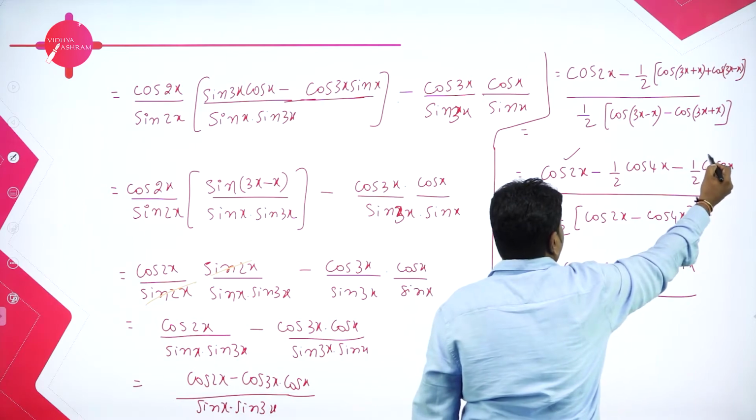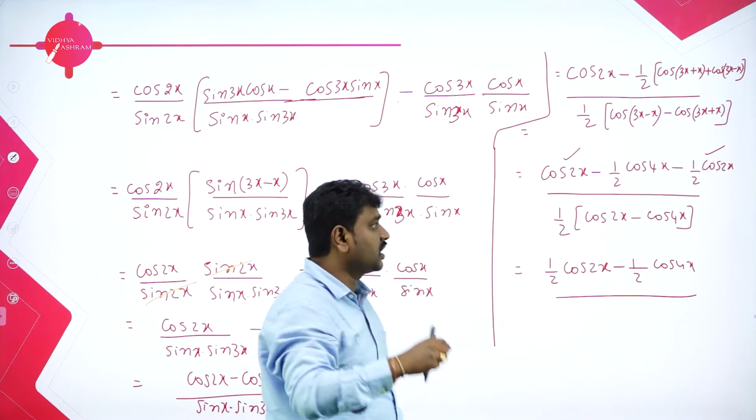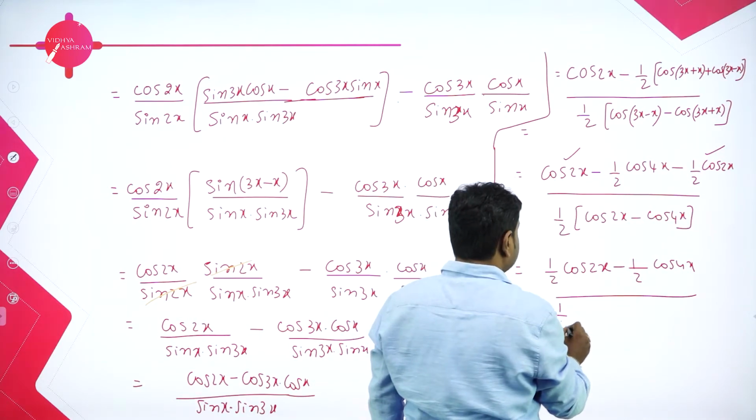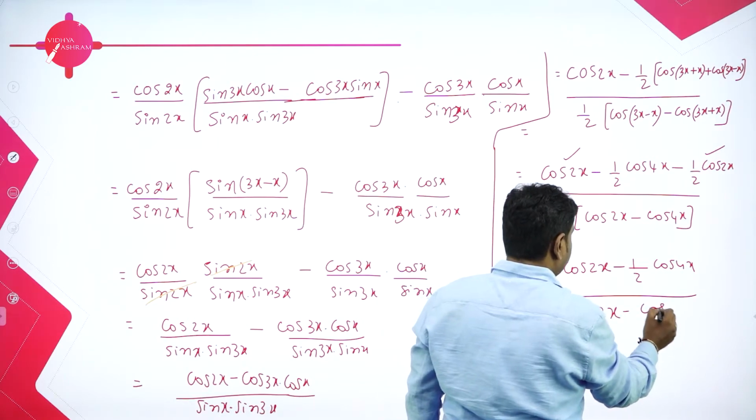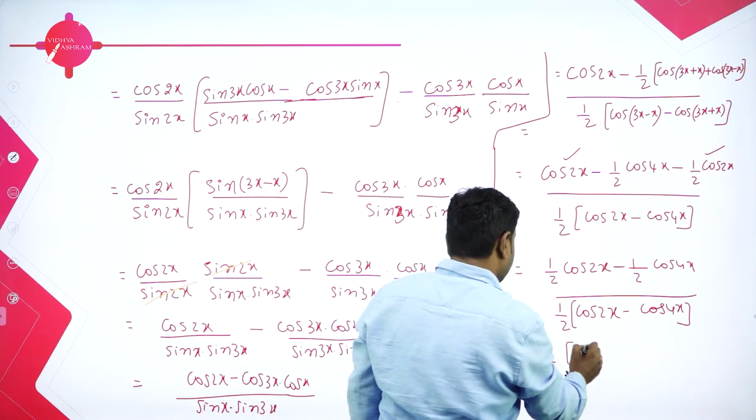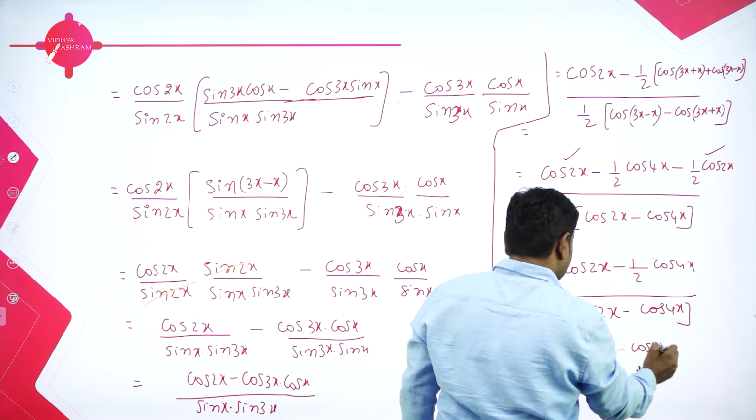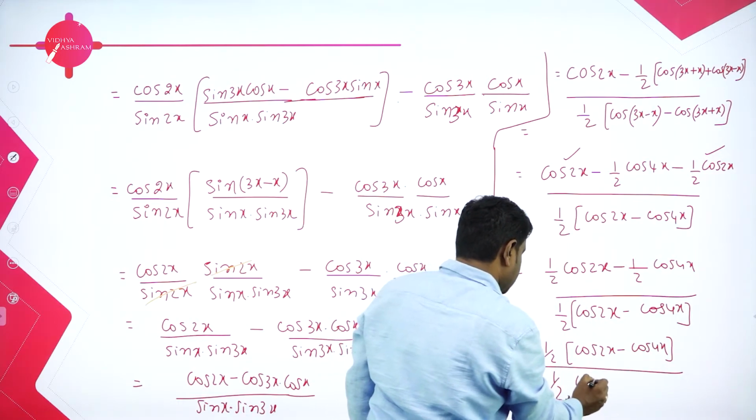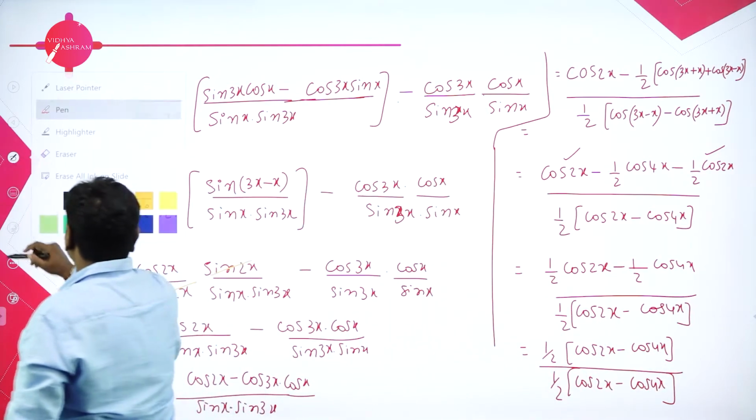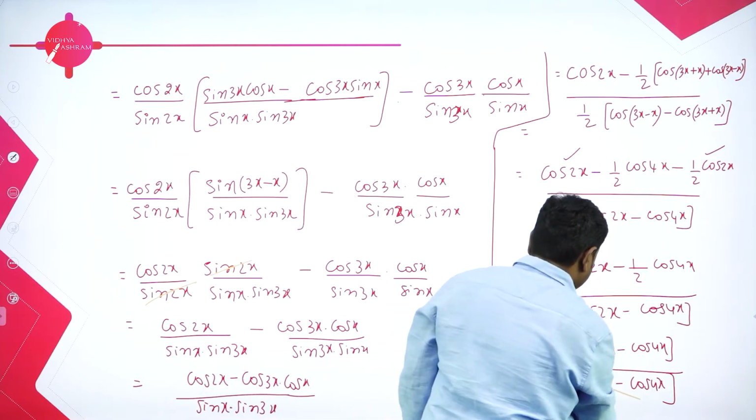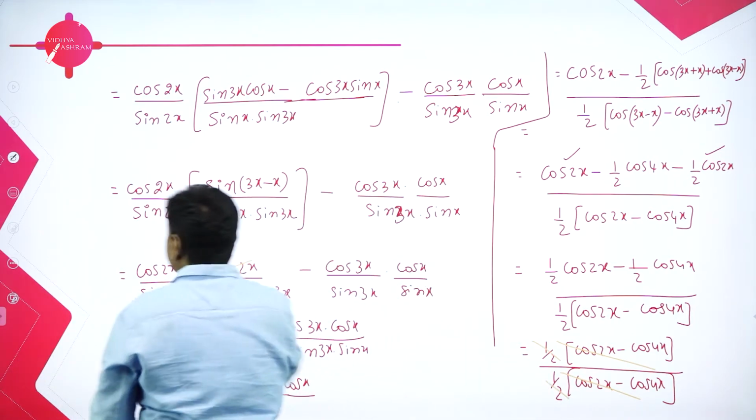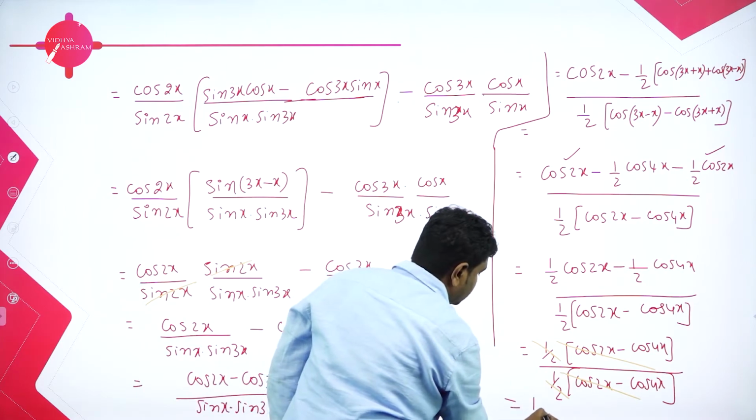In the numerator, these two are like terms. This is one term, this is half term. All of you know 1 minus half is half. So instead of cos 2x minus 1 by 2 cos 2x, it will become 1 by 2 cos 2x. The denominator is half cos 2x minus half cos 4x. Now in the numerator also take half common, so it becomes half into cos 2x minus cos 4x, divided by half into cos 2x minus cos 4x. Therefore, we can cancel these two terms. Half by half also cancels. We will get finally 1, which is equal to 1, the RHS.